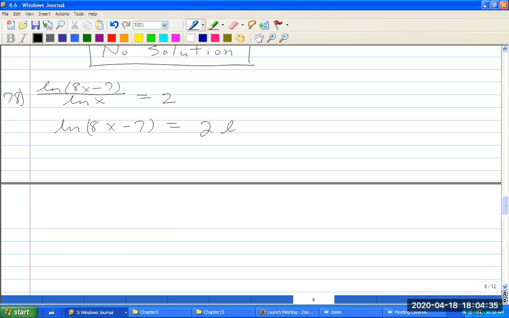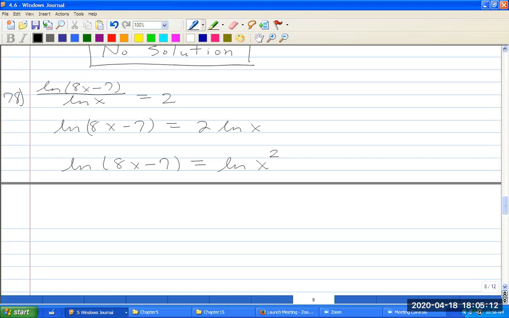Since I have a 2 in front of the logarithm, let me raise it up as an exponent. And so this is just ln(8x minus 7) is equal to ln x squared. These are equal.